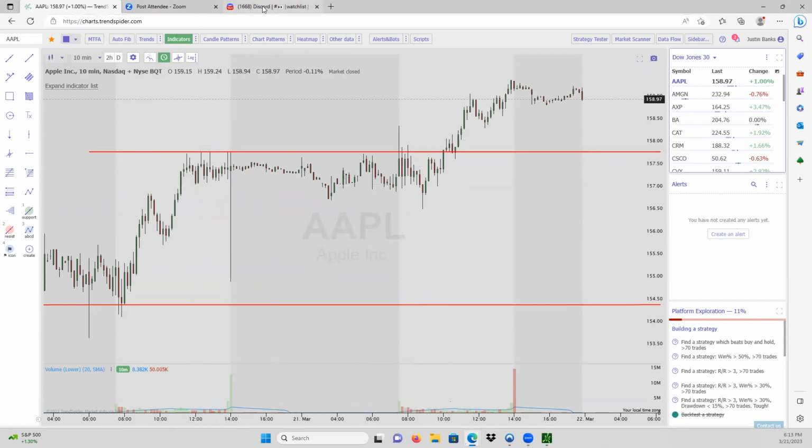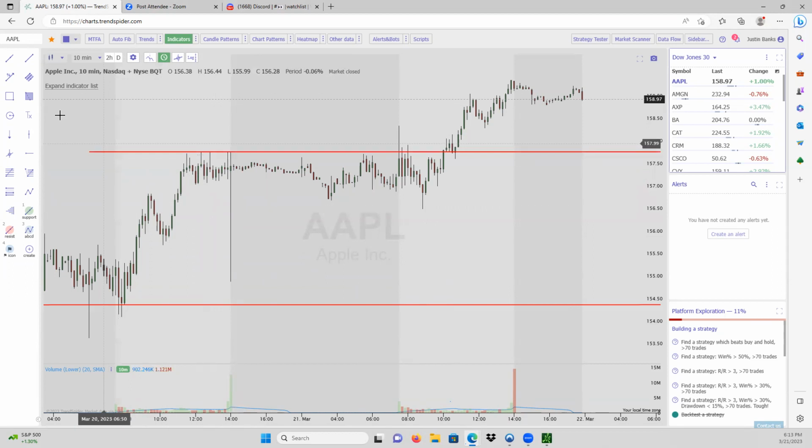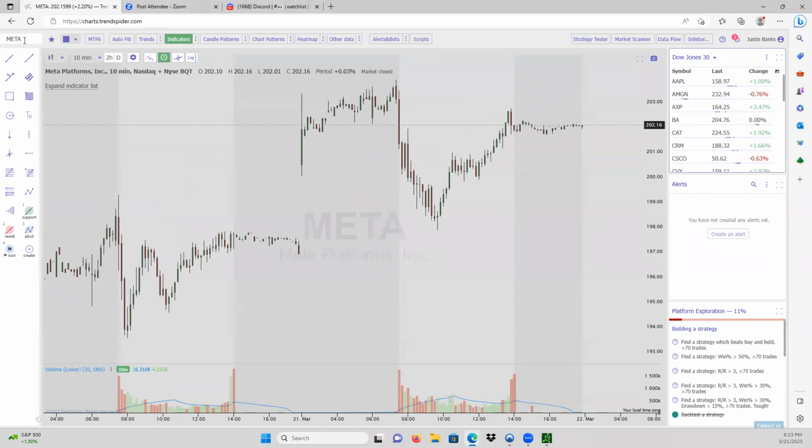Now let's go to a couple of some other watches to find these other levels, right? Meta, break and hold 205 or bounce 197, 199. Now let's go and see how I found these Meta levels. So let's go to Meta.